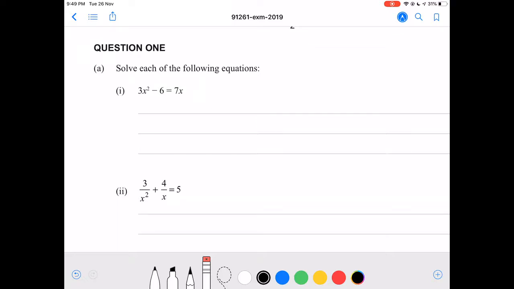So question 1, solve each of the following equations. 3x squared minus 6 equals 7x. So right now we have a quadratic equation and we want to make everything equal to 0 and then factorize and then solve for x.